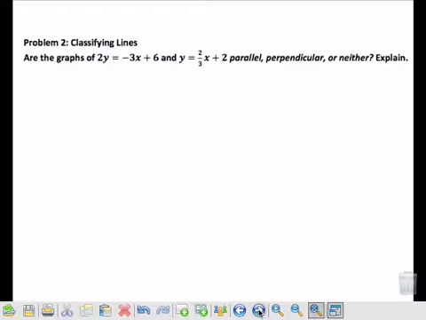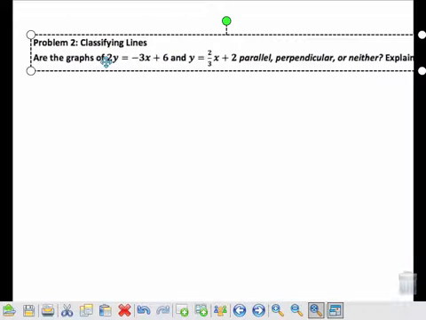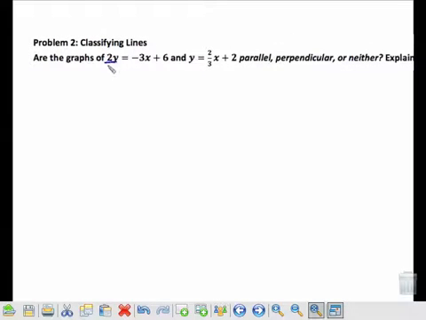Is this one in either slope-intercept or point-slope form? No. So I need to solve for y on this one so that I can see what the slope is. How am I going to solve for y here? Divide each side by 2. Yep. So I'm going to divide everything by 2 here. So that cancels out and I have y. Remember, you need to distribute this division of 2 to both. So here I'd have -3/2 times x plus what? Plus 3, because 6 divided by 2 is 3.